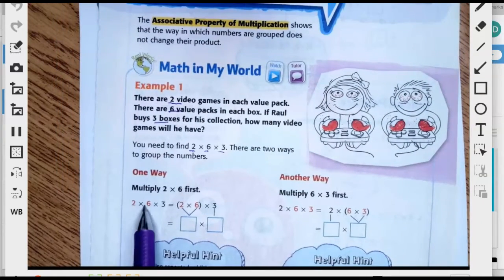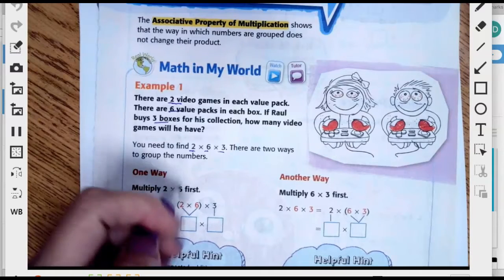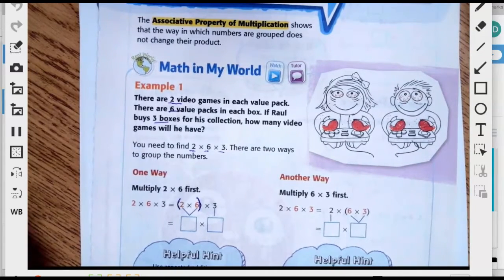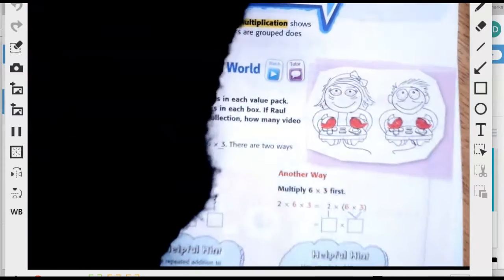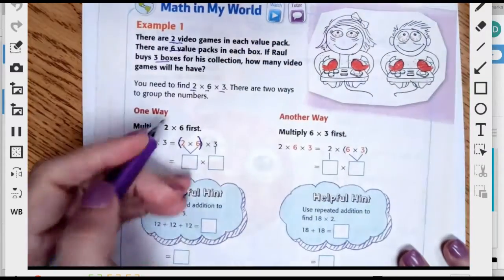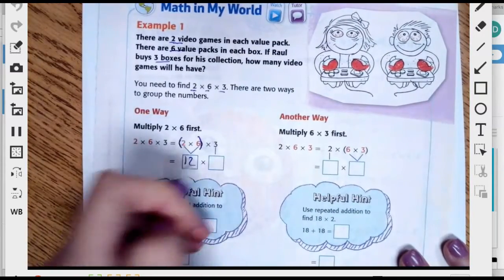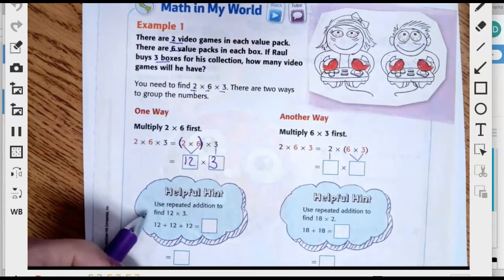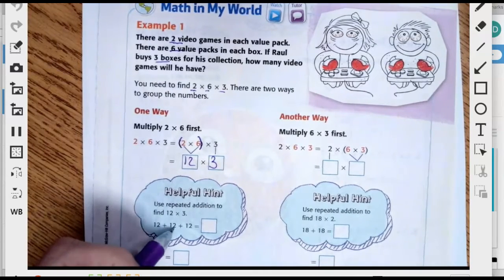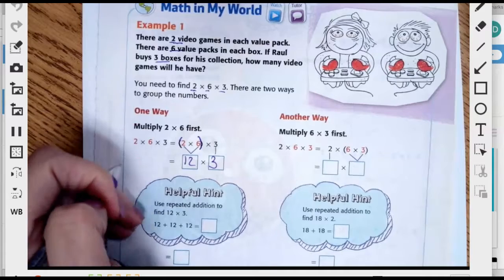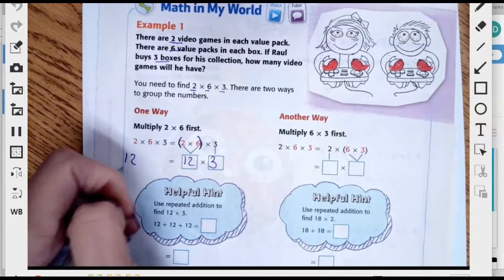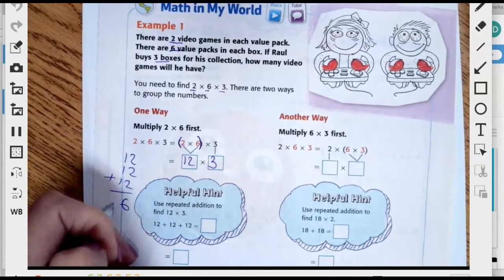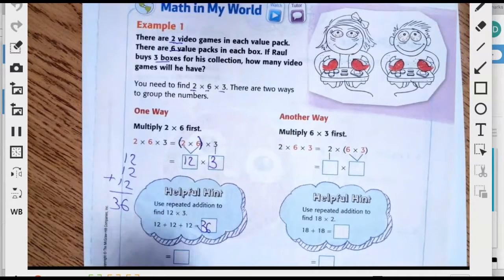We can do 2 times 6 times 3. And we're going to start out by putting the parentheses around the first 2 factors. Parentheses means you need to do that first, okay? So 2 times 6 is 12, and then 12 times 3. Well, if you don't know your 12 times tables, then you would have to do 12 plus 12 plus 12. And you would add it up, and you would get 36.